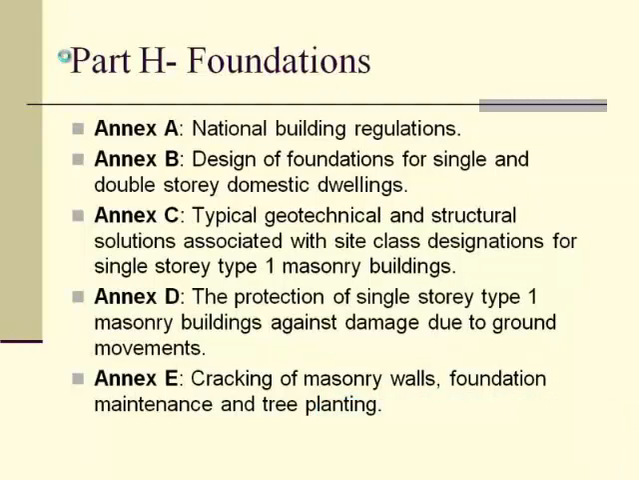Right, there's quite a few annexures in the foundation section. First of all, Annexure A is typical to all the other parts. National building regulations are there. The B is the design of foundations for single and double-story domestic dwellings, slightly different to doing commercial buildings and others with higher loads and potentially different numbers of levels. The Annexure C is the geotechnical and structural solutions associated with masonry buildings and how you have to assess those, mostly for the engineers. Annexure D is the protection of the single-story Type 1 masonry buildings against damage to ground movements, stopping them from cracking, and other things like plants.